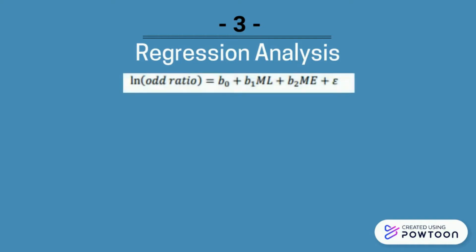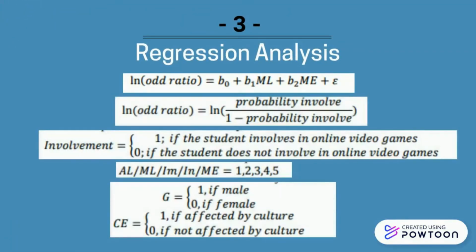Therefore, by using the following regression model, with the natural logarithm of the odds ratio as the dependent variable and the motivation level and motive to escape as the independent variables, we can do the regression analysis for the data. The values of the variables are as follows.